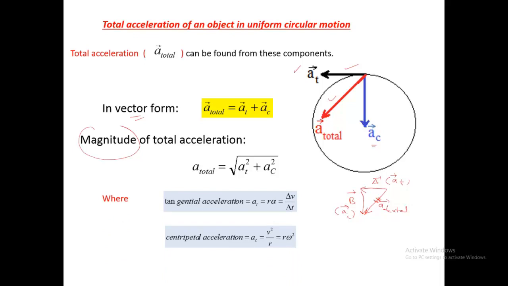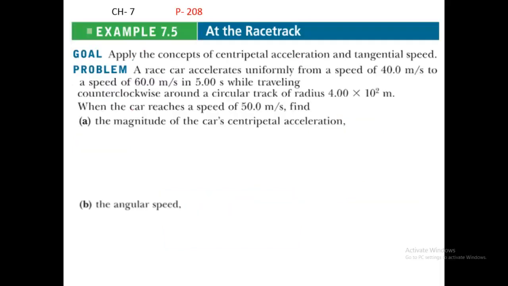where we have done that tangential acceleration is equal to R alpha or del V over del T, and centripetal acceleration is V square over R or R omega square. So this is the relationship we have already done. Now we are going to do one example, 7.5.